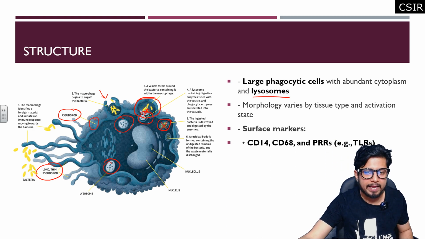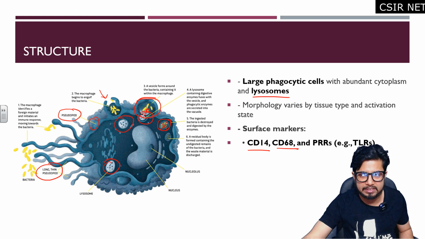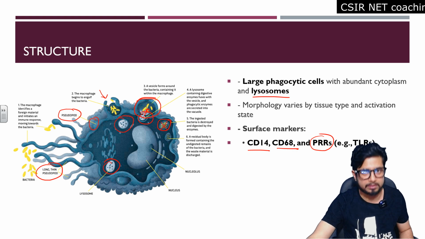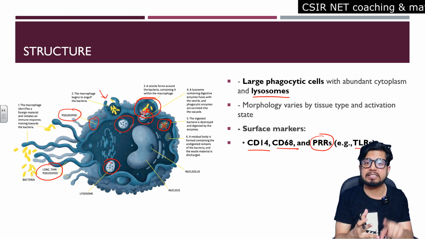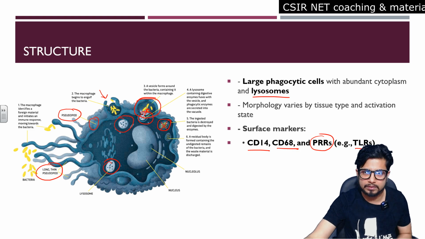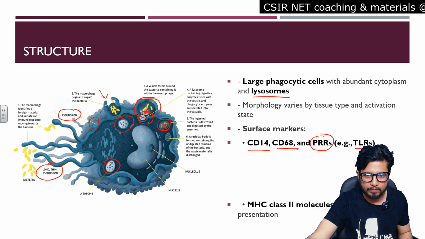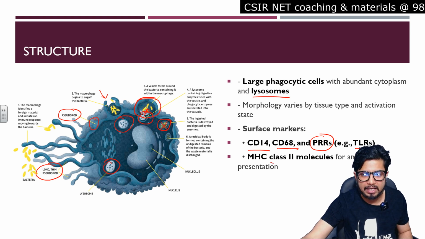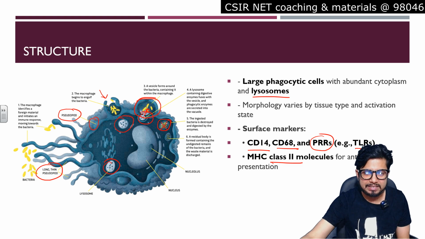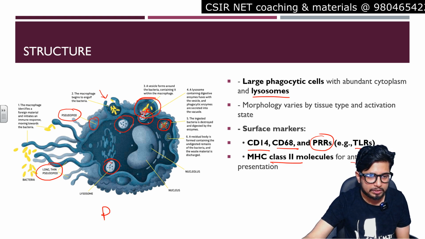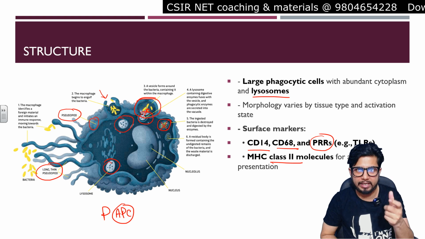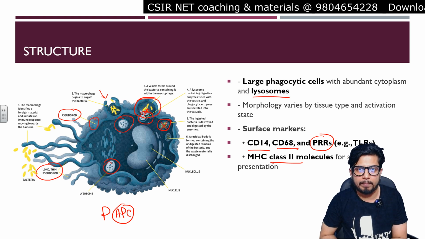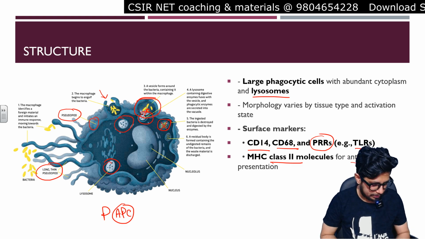What surface markers do they have? They have CD14, CD68, and they have specific pattern recognition receptors, or PRRs, known as TLRs, toll-like receptors. They have these toll-like receptors on their surface, and they have CD14 as a marker, CD68 as a unique marker on the surface of these large phagocytic cells known as macrophages. And also they have MHC class 2 molecules on their surface, which makes them antigen presenting cells. They become a professional antigen presenting cell because they have MHC class 2 with which they can fragment and showcase a fragment, a part of the foreign pathogen antigen, to the rest of the immune system. That is what they can do.